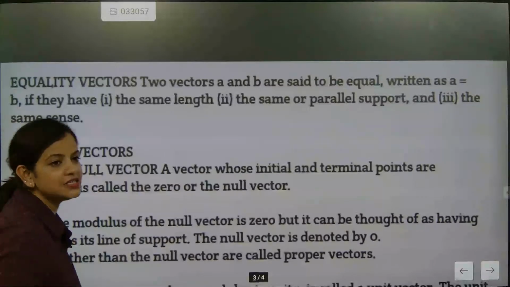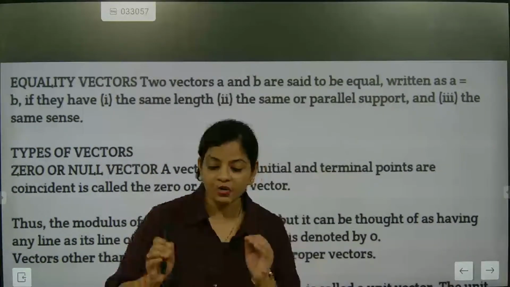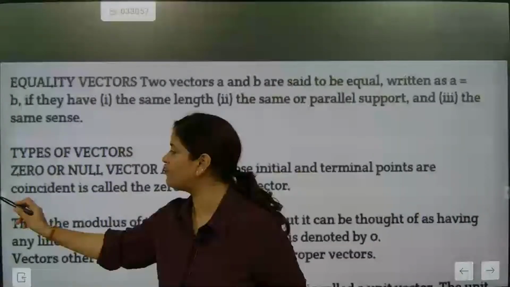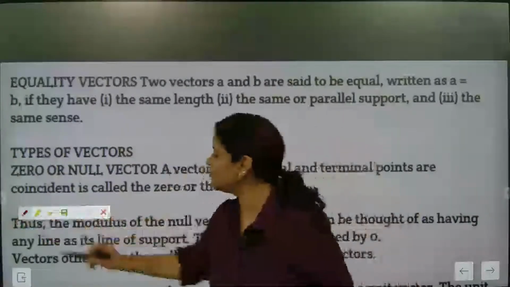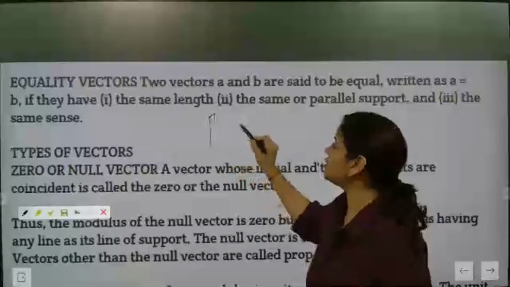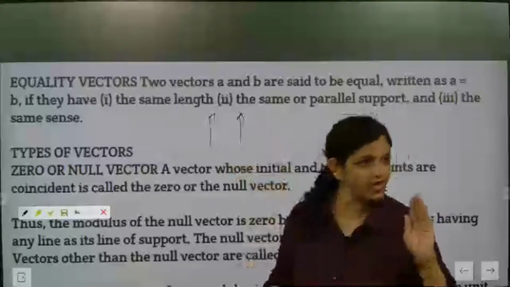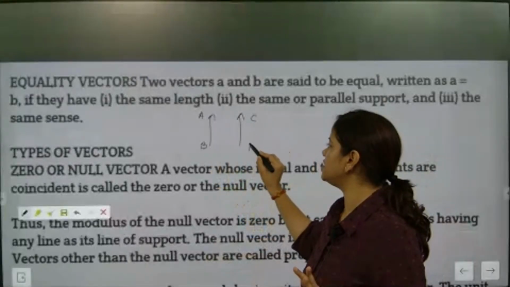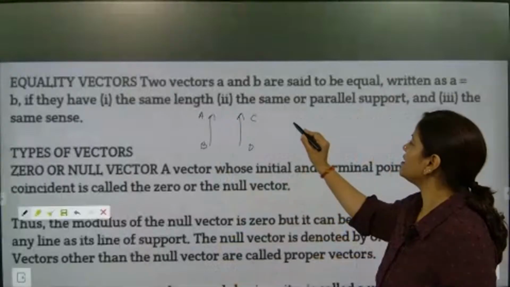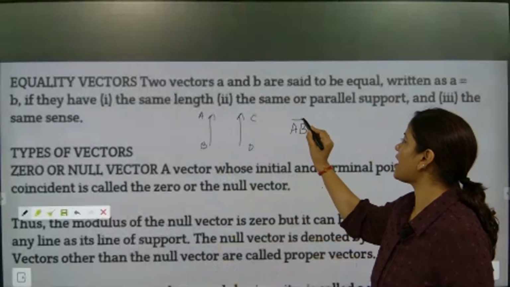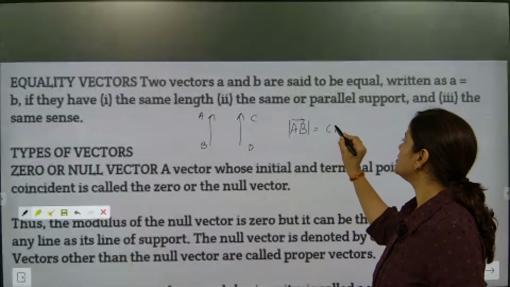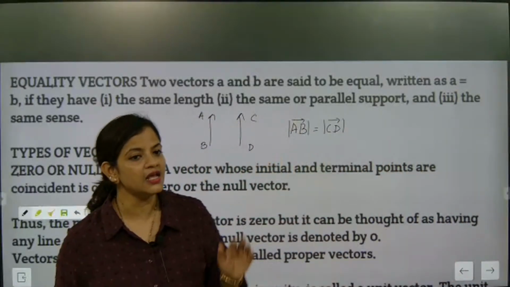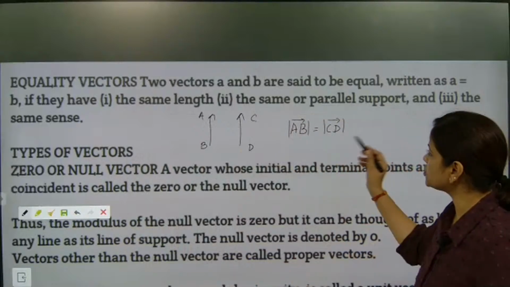Look here, beta. The next part is equality. When do we make two vectors equal? The most important topic: vectors are equal when they are equal magnitude-wise and direction-wise. If this is vector AB and this is vector CD, the first thing is magnitude. The magnitude of AB vector is equal to the magnitude of CD vector. So magnitude-wise both vectors are equal. That is the first thing.